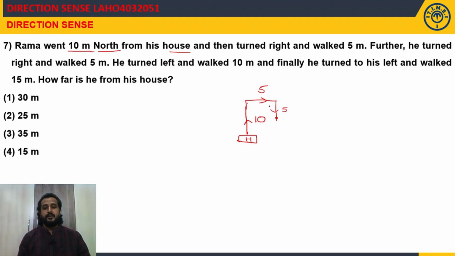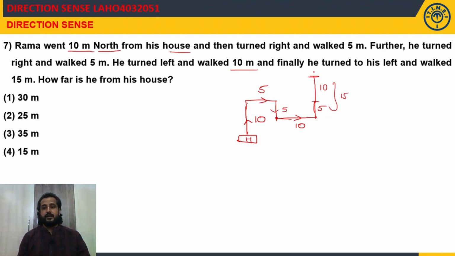He then turned left. He is moving towards south. While moving south, the left hand side will be east. Travel 10 meters. Finally, he turned left and walked 15 meters. While moving east, what is the left hand side? North. How many meters did he travel? 15. Now he stopped. How far is he from his house?